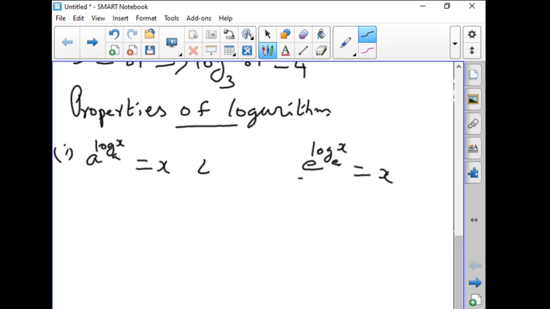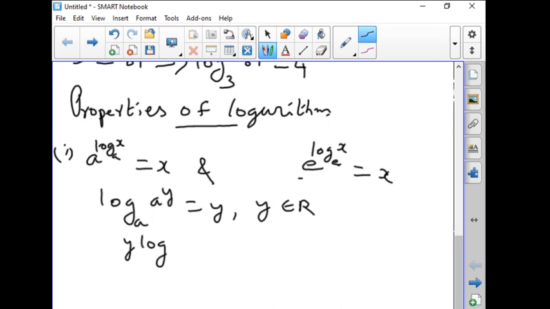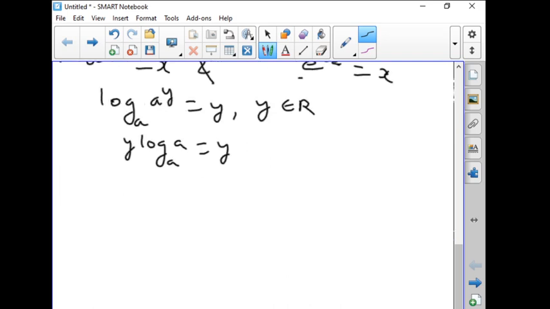And also we have log a power y to the base a is equal to y for all y belongs to R. As I said, using the power rule, how will you write this? y log a to the base a, which is equal to y. So, this is the first property. What about the second one? The second one, when x comma y is greater than 0, log xy.